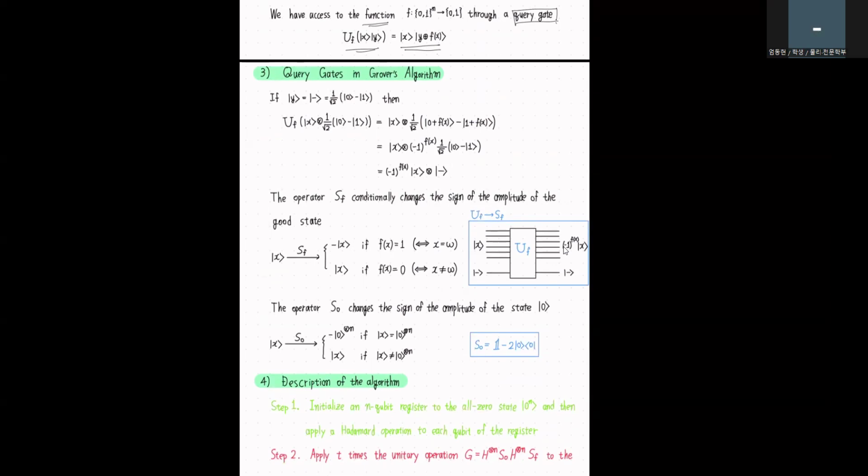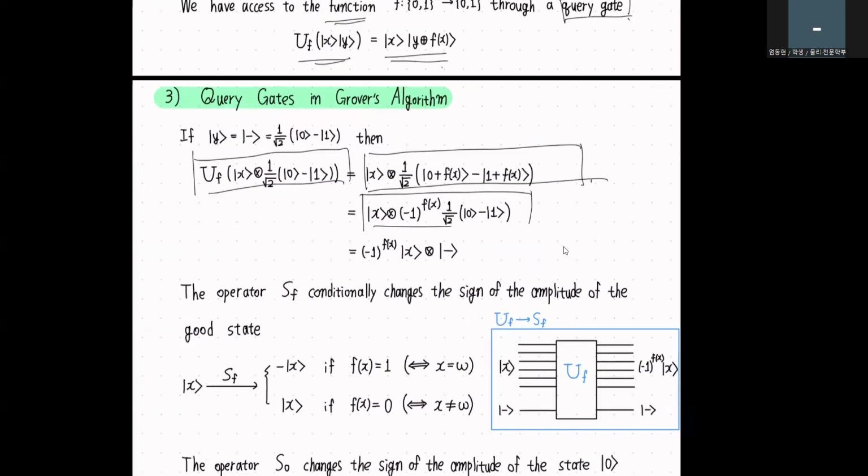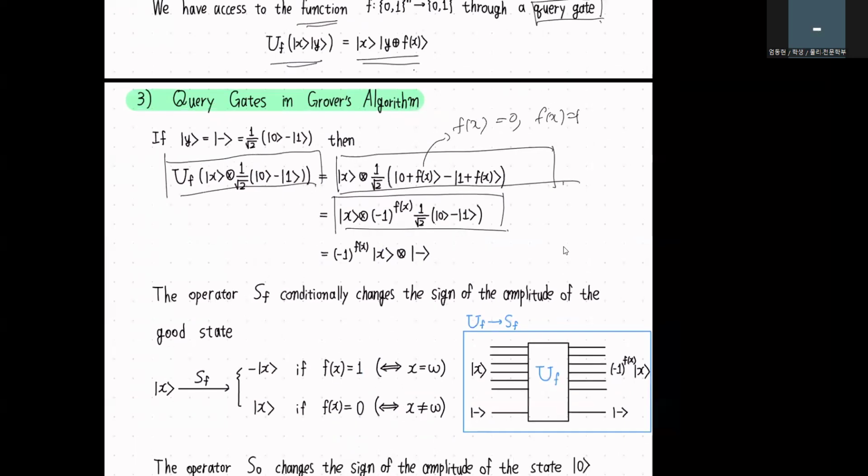So let's say y equals the minus state. Then we can input this into U_f, and according to the definition, we can expand this expression into here. Then we can rewrite this as this, because f of x only has two cases: f of x equals 0 or f of x equals 1. If f of x equals 0, of course, we get the minus state. And if f of x equals 1, we get negative this minus state. So we just have to put this factor over here, and we can rewrite this final state here.